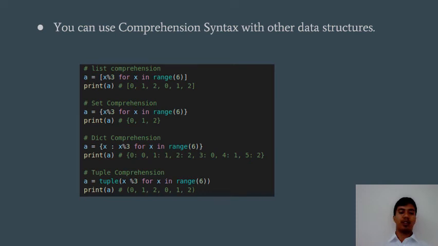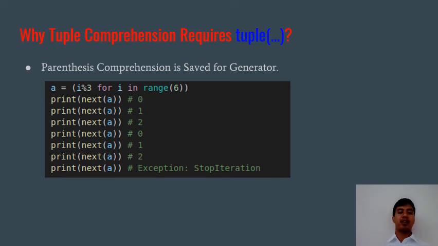So tuple comprehension is a special case where you have to explicitly mention the type of comprehension that is being done. This is because the circular bracket or the parenthesis symbol is reserved for a generator. So generator is beyond the scope of the current lecture.